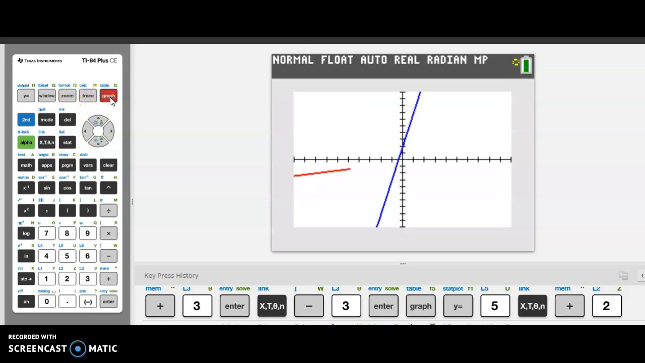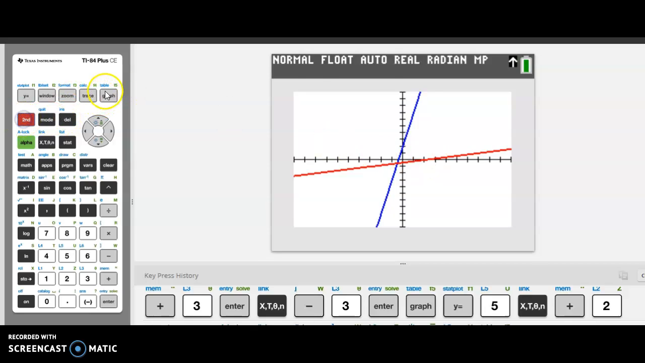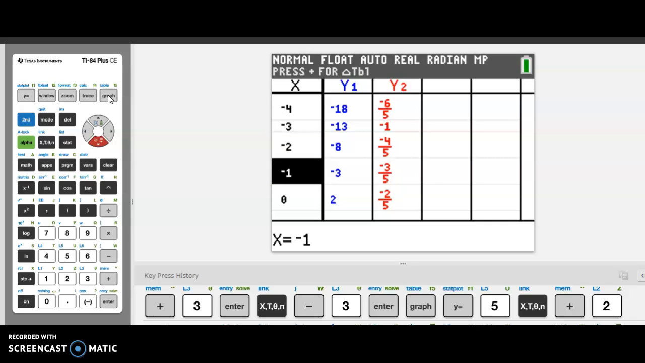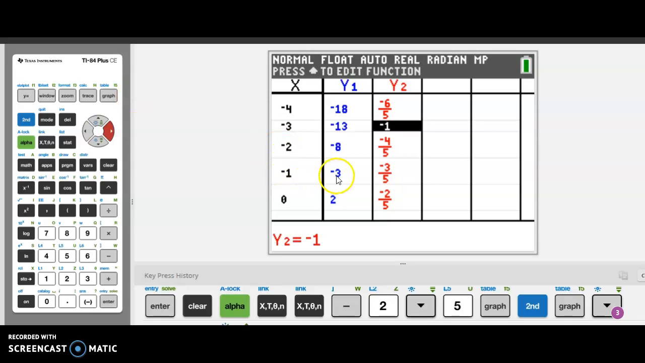So if I look at my two graphs, it looks something like this. But what I need you to notice is that the x's and y's are switching. So on the blue line, (0, 2). On the red line needs to be (2, 0). If I picked out another point, let me go to the table. Like (-1, -3) for the blue line needs to become (-3, -1) for the red line. I hope you realize how to read a table when you're using a graphing calculator. (-1, -3) for the blue curve becomes (-3, -1) for the red curve.